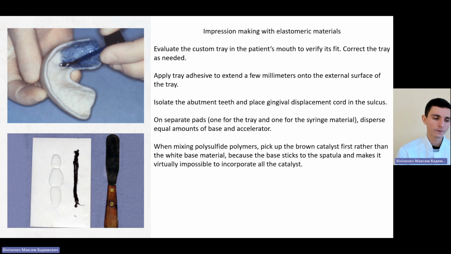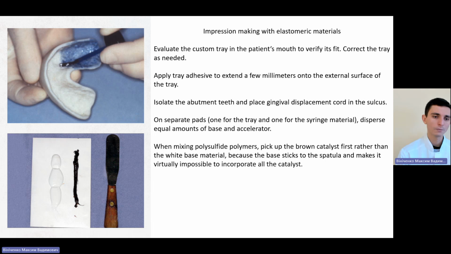Impression making with elastomeric materials. Evaluate the custom tray in the patient's mouth to verify its fit. Correct the tray as needed. Apply tray adhesive to extend a few millimeters onto the external surface of the tray. Isolate the abutment teeth and place the gingival displacement cord in the sulcus.